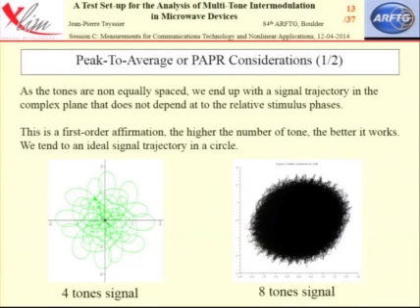Obviously, this is a first-order affirmation. The higher the number of tones, the better it works. But let's look at a 4-tone signal built in the way I showed previously. This is the trajectory. So it looks like a circle, and you don't see any spikes around. And if you go to an 8-tone signal, this is a simulation, and this is a measurement. If you go to 8 tones, you really see very clearly the circle of a trajectory, so you don't go out. And you can play with the phases. You can randomize the phases.